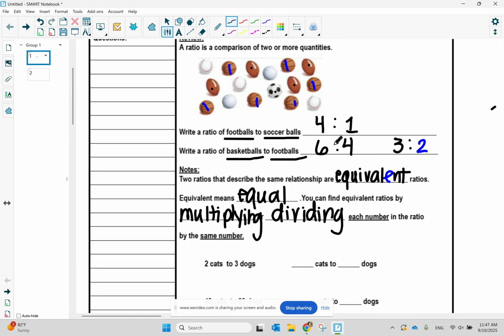You'd multiply or divide each number in that ratio by the same exact number. For example, to get this ratio to have an equivalent, you could do times 2 to get 6 and then times 2 to get 4. You have to multiply them both by the same number. Same with dividing. If you divide 6 by 2 and 4 by 2, you have to divide them both by the same number in order to get an equivalent ratio.